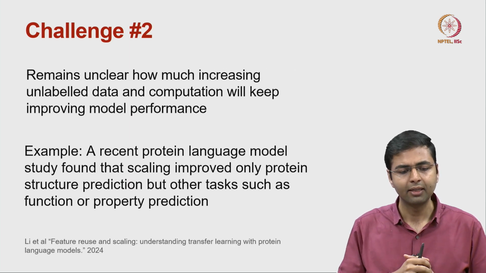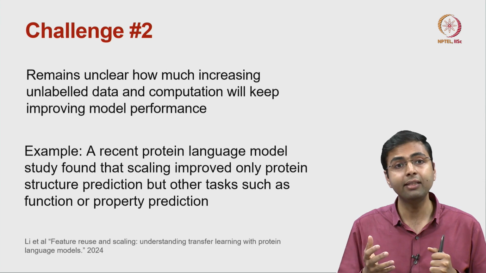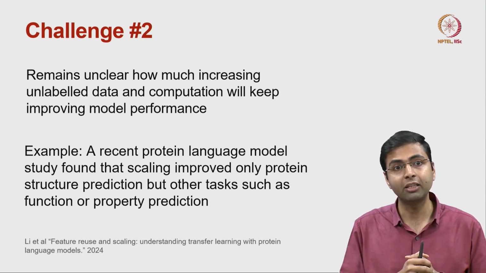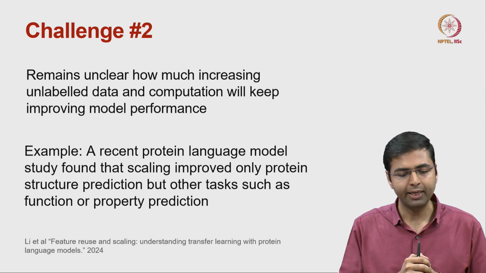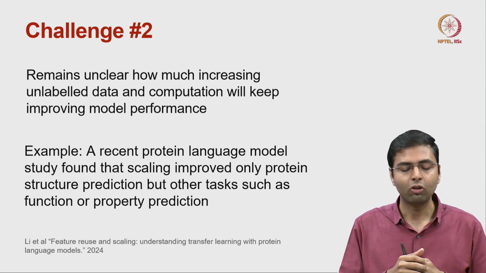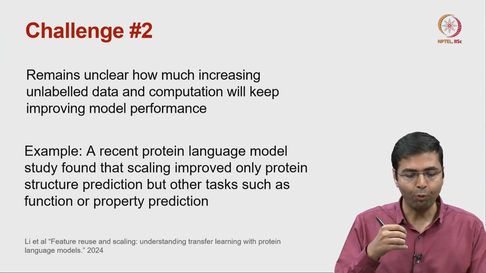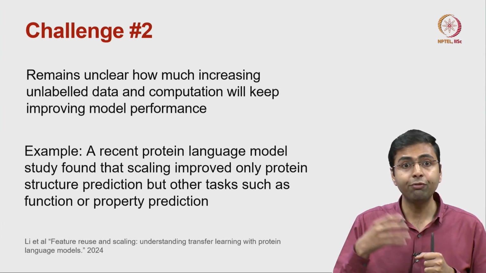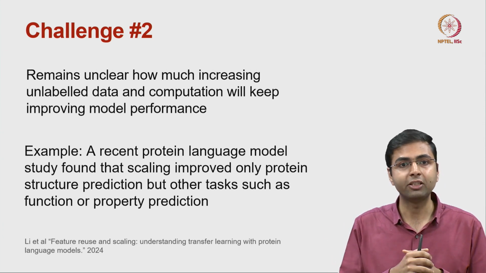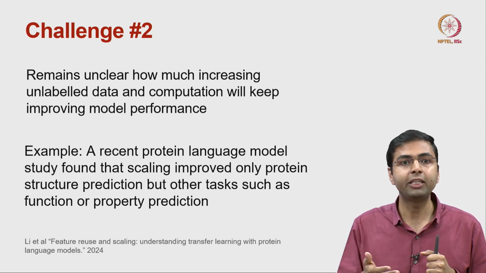Another challenge is it's often unclear how much increasing unlabeled data and computation will keep improving the model performance. For example, in a recent study, the authors found that a protein language model could be scaled further to only improve protein structure prediction, but other tasks such as function or property prediction did not improve if more data and computation was added.